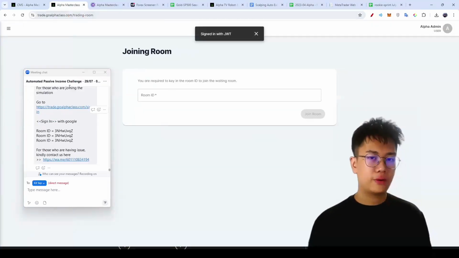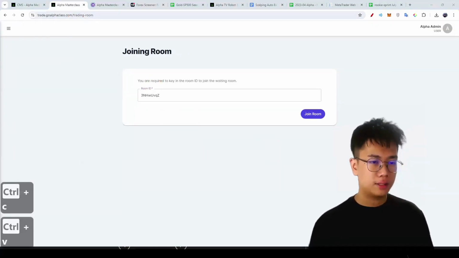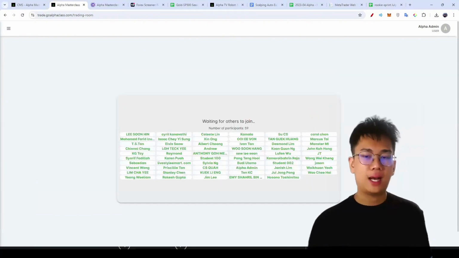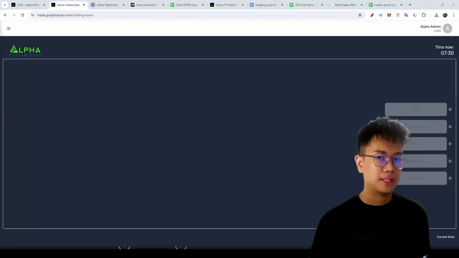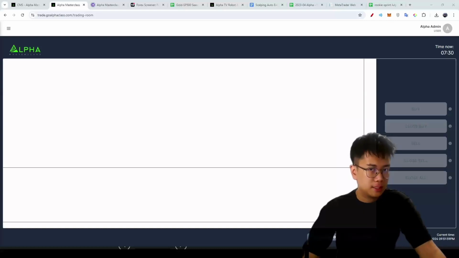Are there commissions? For this round I don't set any commissions, but there is a higher spread. We do set the spread. Now, with that said, these are the charts. My site is still loading.